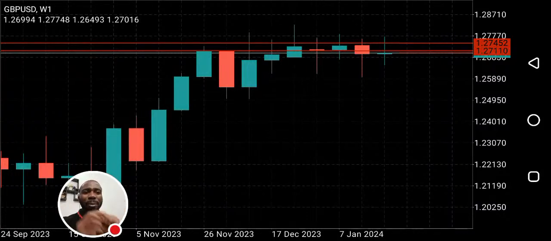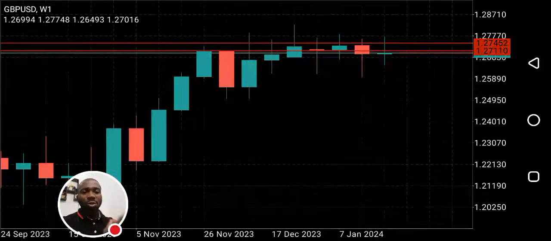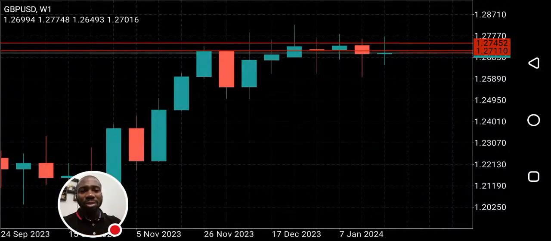So there's a high probability that GBP USD will drop. There's a high probability that the dollar will gain value against GBP. Remember, when you are selling, you expect the counter currency to gain value against the base currency. And when you are buying, you expect the base currency to gain value against the counter. I hope you are following.